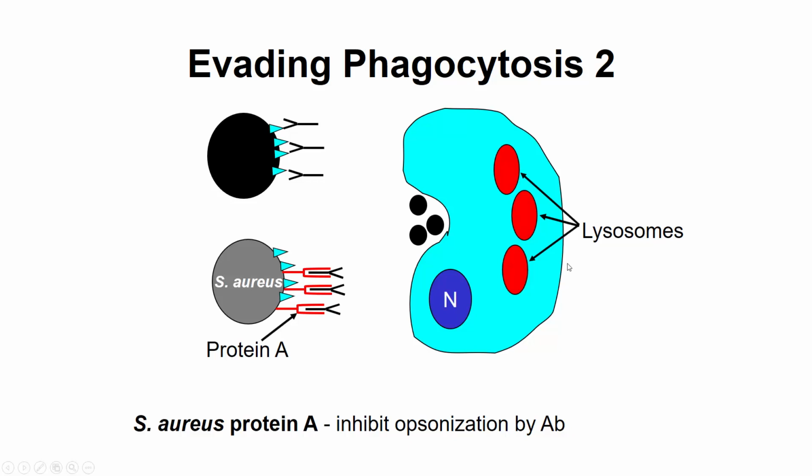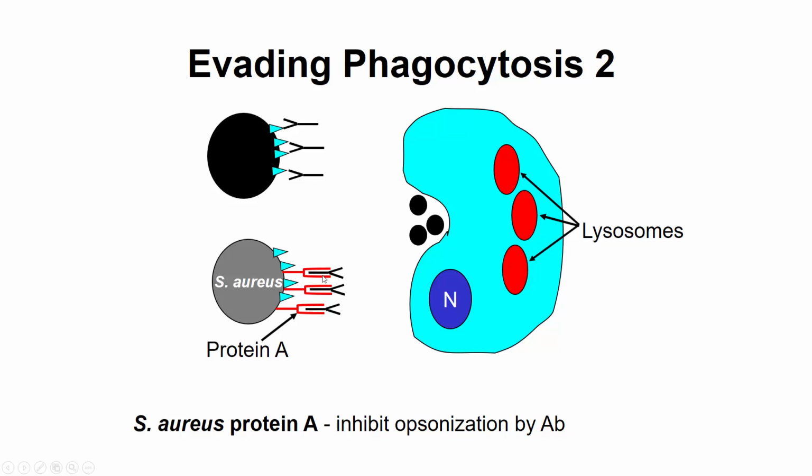microbe and triggering phagocytosis. But Staph aureus is super clever. It doesn't keep the antibodies away. What it does is turn them around. And so it binds to the stem end of the antibody. This is the part that was supposed to engage the phagocyte. And it binds it in that direction. And then it turns the antigen binding end of the antibody, the part that was supposed to bind Staph aureus, outwards. So now it inverts the orientation.